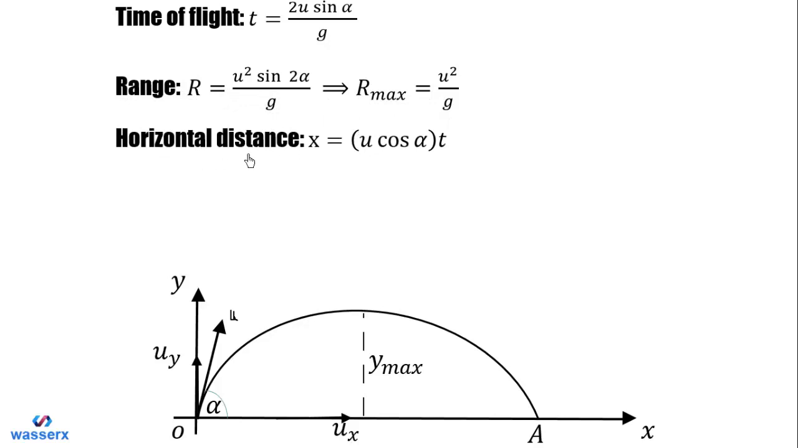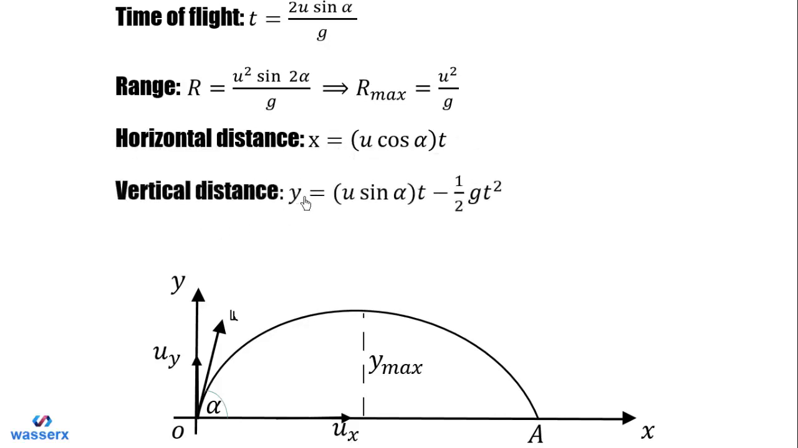Then we have that the horizontal distance is equal to u cos alpha times t. Then the vertical distance is given by y equals u sine alpha t minus half g t squared. Then also we need to take note of the greatest height, which is the y maximum, to be equal to u squared sine squared alpha over 2g.